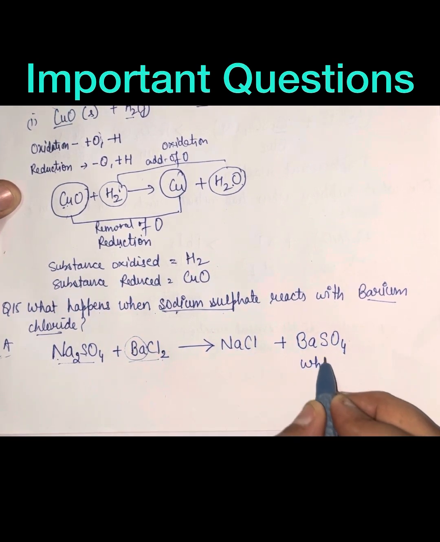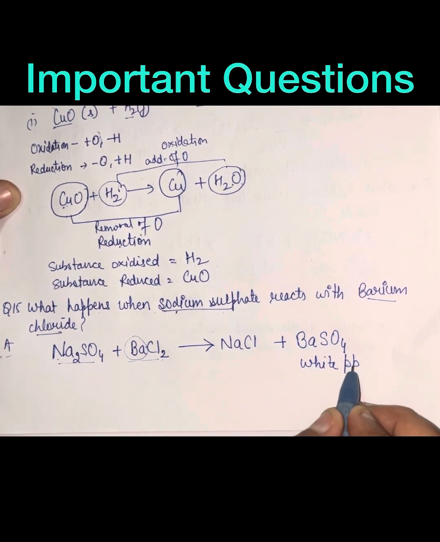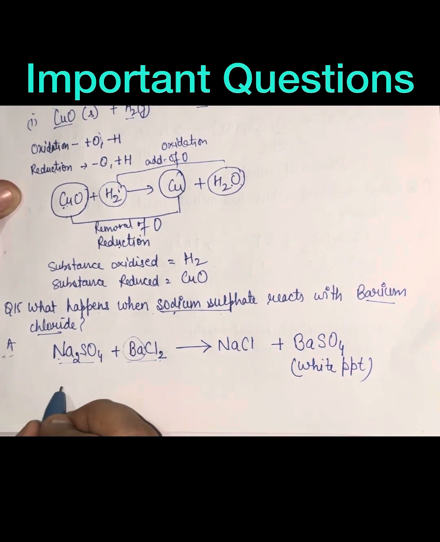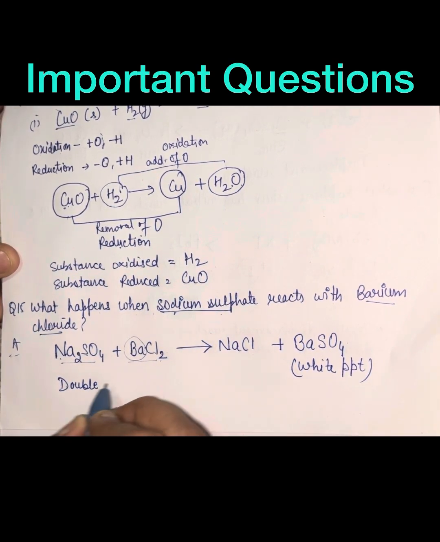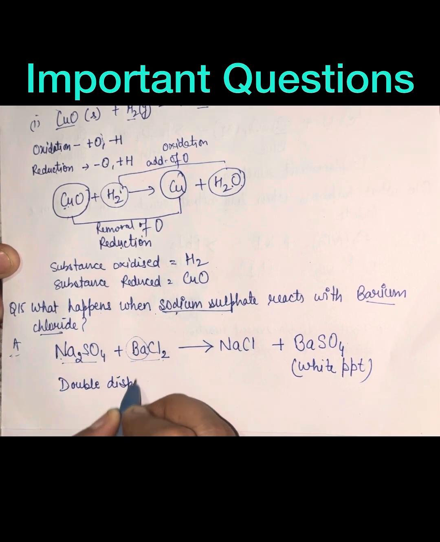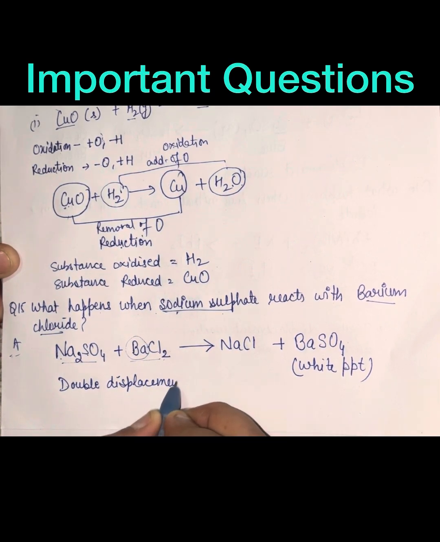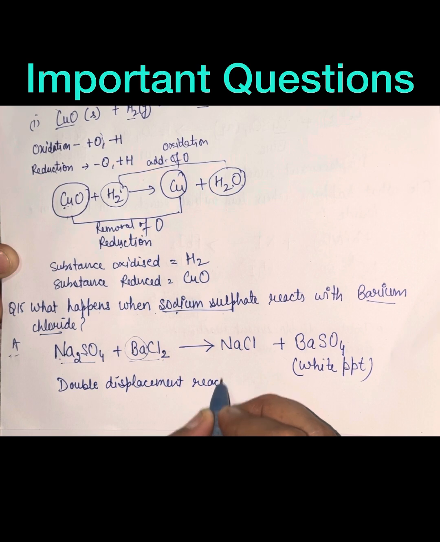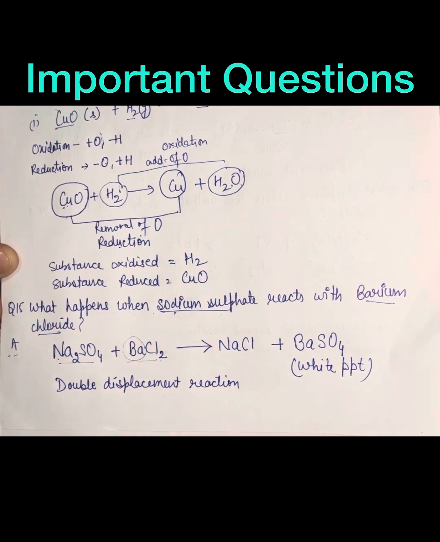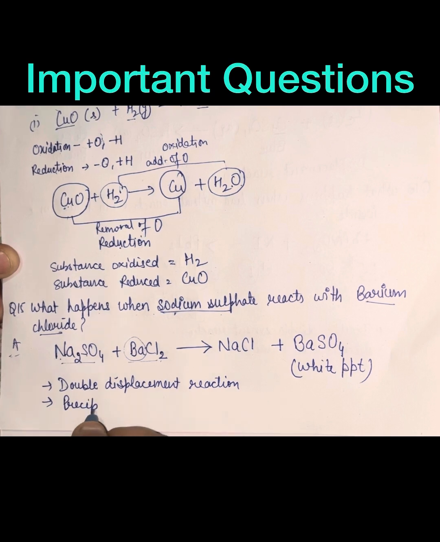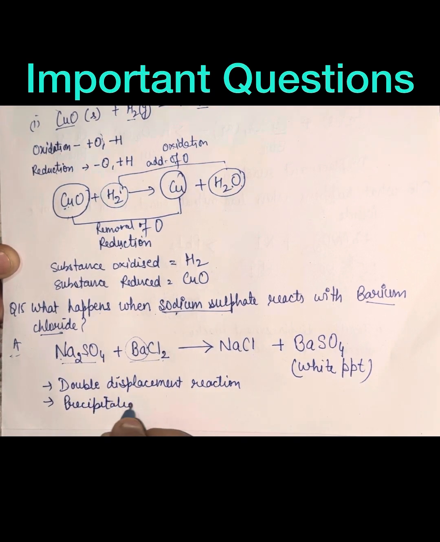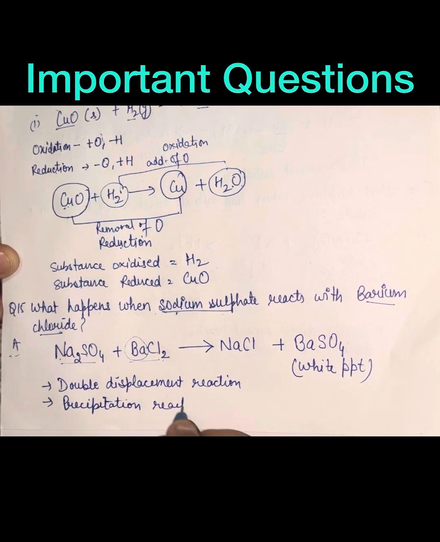बच्चे, बेरियम सल्फेट के पीपीटी का कलर क्या है? White. And the type of reaction is double displacement reaction, or it can also be precipitation reaction.